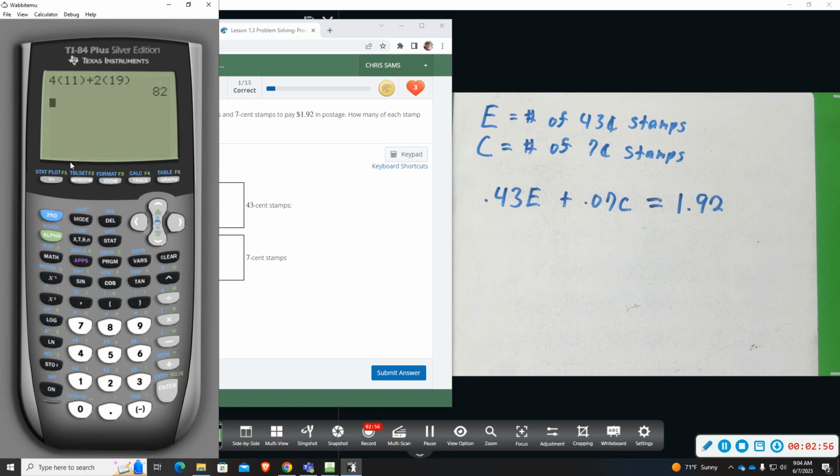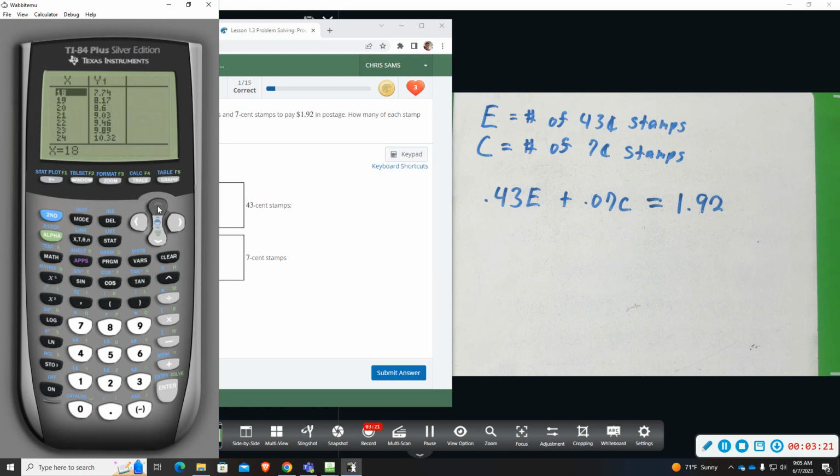So I'm going to use the calculator to just kind of speed this up. So I'm going to say y equals, and I'm going to let it multiply and continue to add. So I'm going to say 0.43, and the calculator inputs the variable x. So I want to do E, but I'm going to do x. So 0.43 times x, and I'm going to look at the table. So I'm going to do second graph to see the table.